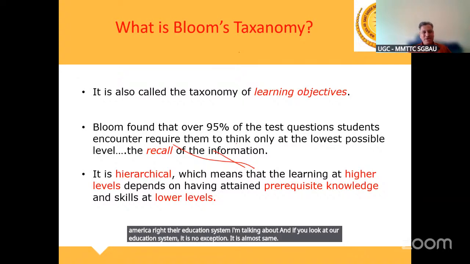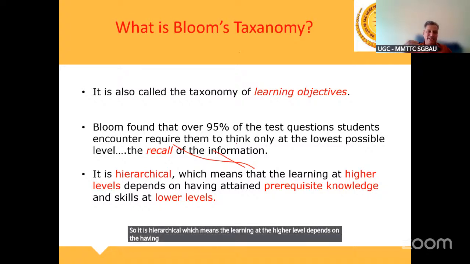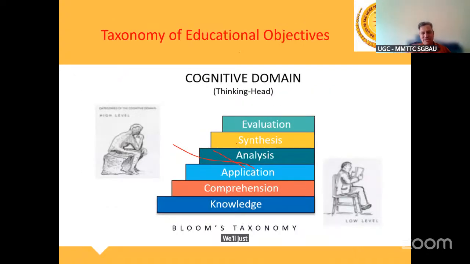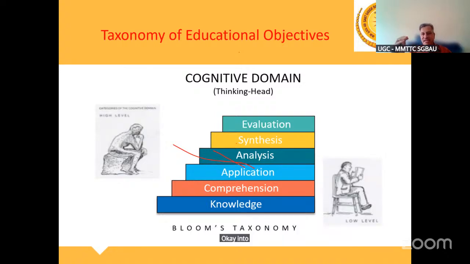It is hierarchical, which means learning at the higher level depends on having attained the prerequisite knowledge and skills at the lower level. So the output of one level is the input to the next, and so on. We'll just have a look at those domains. This is the very first domain, the cognitive domain, wherein he said that knowledge is the lowest level. Then comprehension, application, analysis, synthesis, and evaluation. This is how he classified it into 6 different levels.